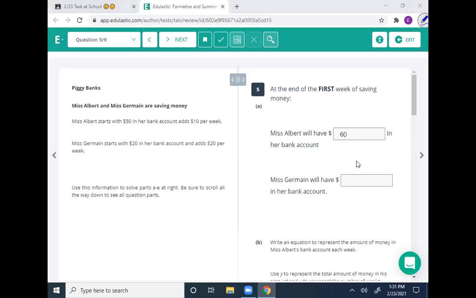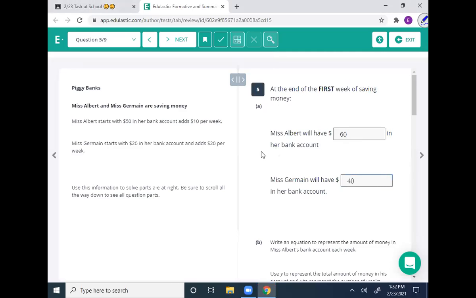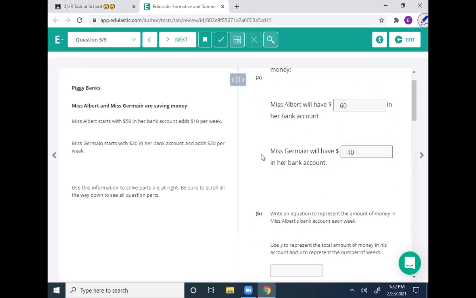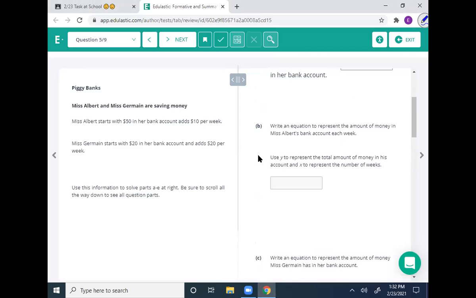Boom. Now, how much is Miss Jermaine going to have in her bank account? Olivia: $40. How did you get that? 20 plus 20 is 40. Very good. The $20 originally plus the $20 for that first week is going to be $40. Boom. Nailed it.